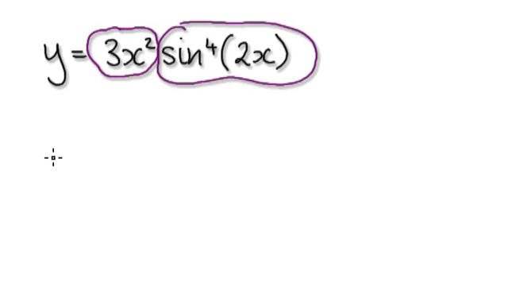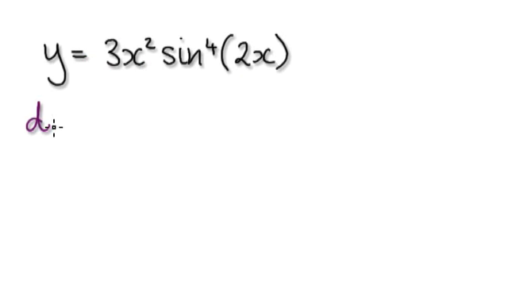And really here you've got a combination of the product rule and the chain rule, because within here you've got a function within a function within a function. So to work out dy by dx here, you have to use a combination of the product rule and the chain rule. Okay, so press pause and work out dy by dx.